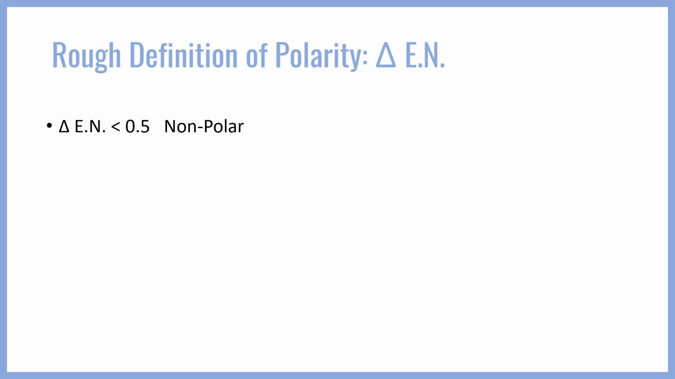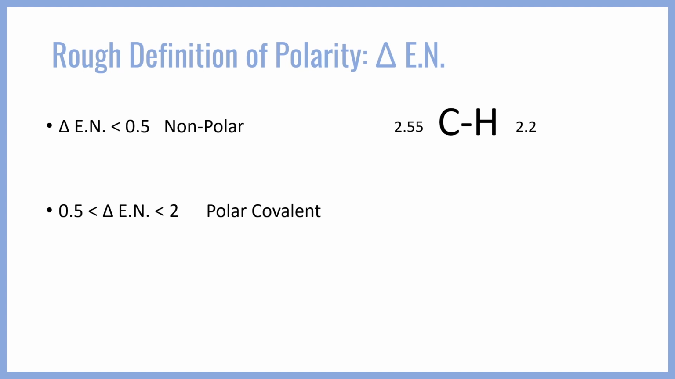And the classic example is the CH bond, which only has a difference of about 0.3 units and is considered completely nonpolar. A polar bond is going to have somewhere between 0.5 and 2 in terms of its electronegativity difference. So for example, if you look at the HCl molecule, it has a difference of about 1 unit. So it's going to be a nice polar covalent bond right smack in the middle of our definition.